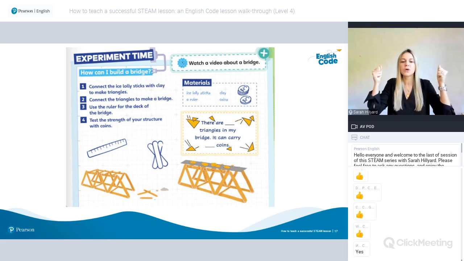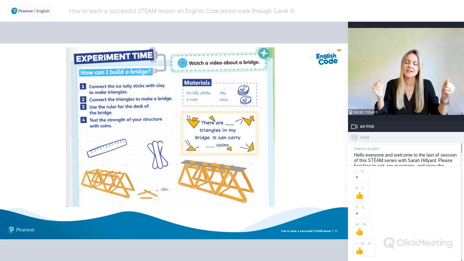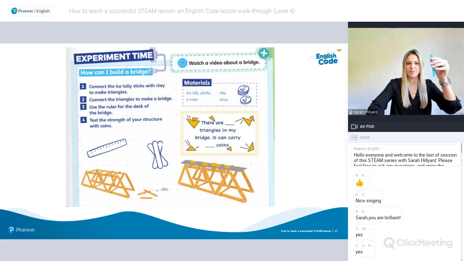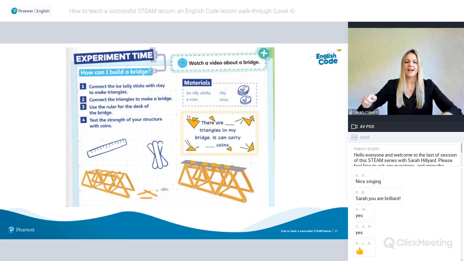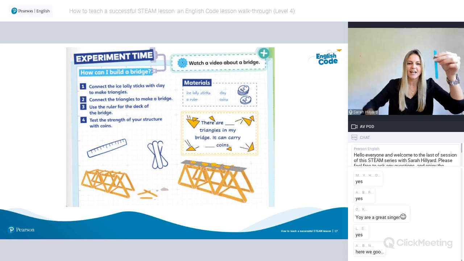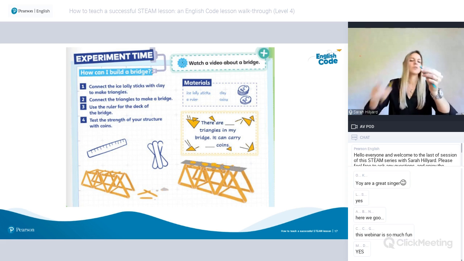So all of you who are with me, we're going to start building our bridges now. Okay, so we're gonna have a few seconds. I'm not gonna give you long. I'm just gonna give you a few seconds to build your bridges. Are you ready to do it? Okay, and I'm gonna be making my bridge as well. Ready? Ready to start. Okay, come on, let's make our bridges. I've got my ice lolly sticks, all different colors, and my clay. Okay, here we go. I hope you're doing it with me.